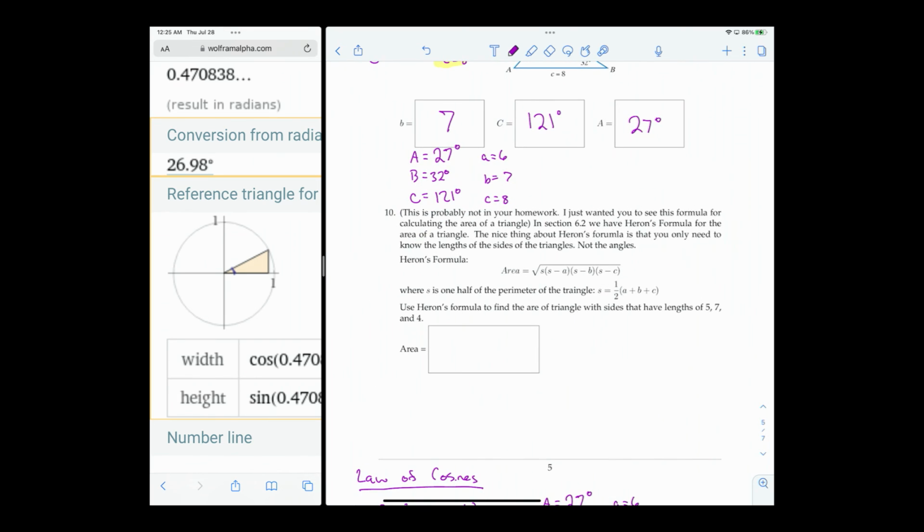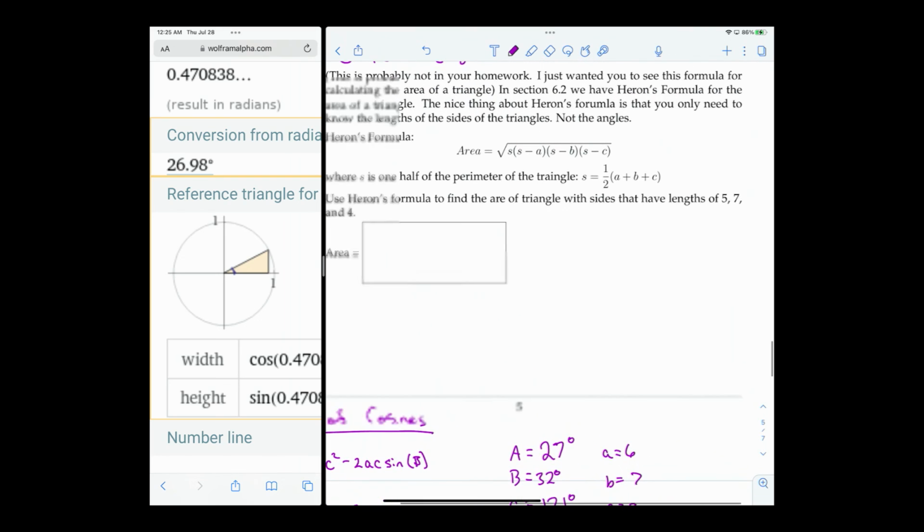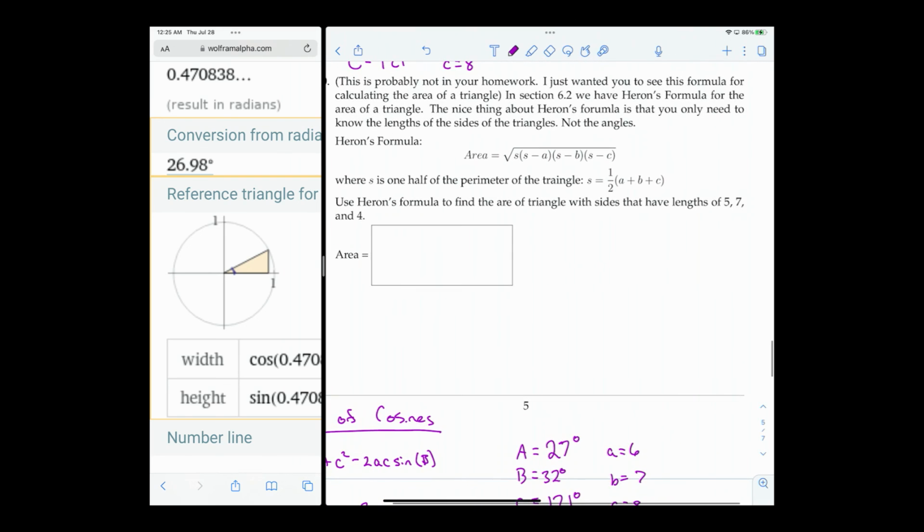Okay, finally, last problem. This problem here is another way to calculate an area from a triangle when you don't know the height. What you've got going on here is some triangle. I'm not going to label it appropriately, I don't care about accuracy in the picture. Let's just say 4, 5, 7. Okay, so there's a triangle.